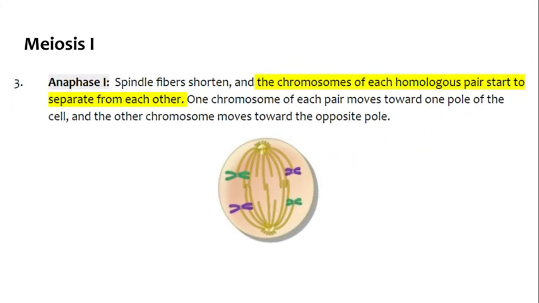In anaphase 1, the chromosomes of each homologous pair start to separate from each other. So see, we're not separating the copies just yet. We're actually getting the homologous chromosomes away from each other, separating them into 2 new cells to be divided a little bit later.